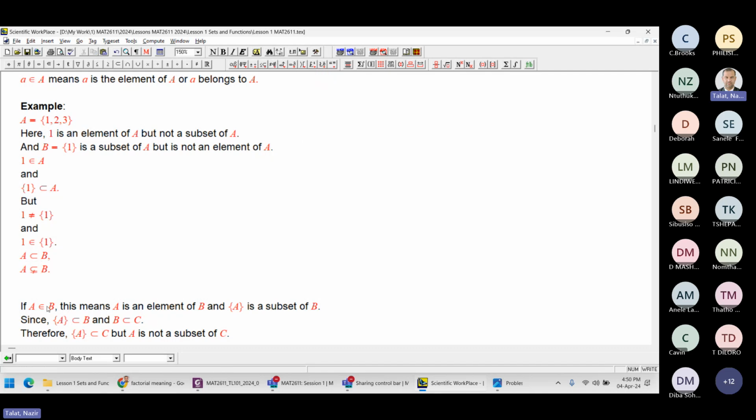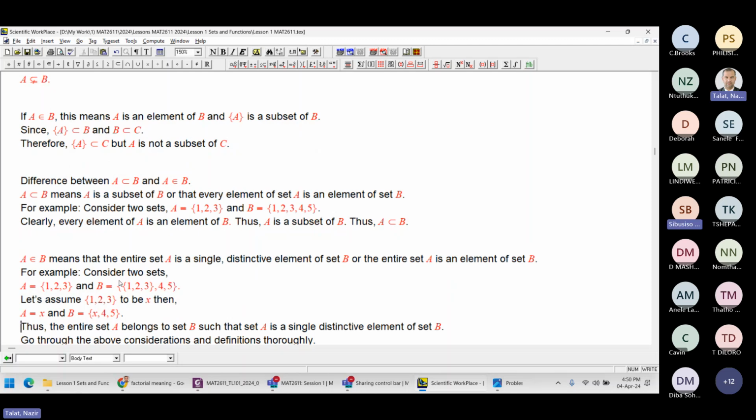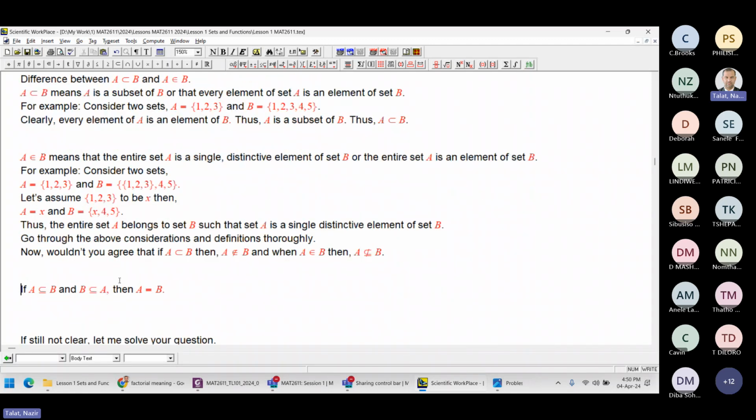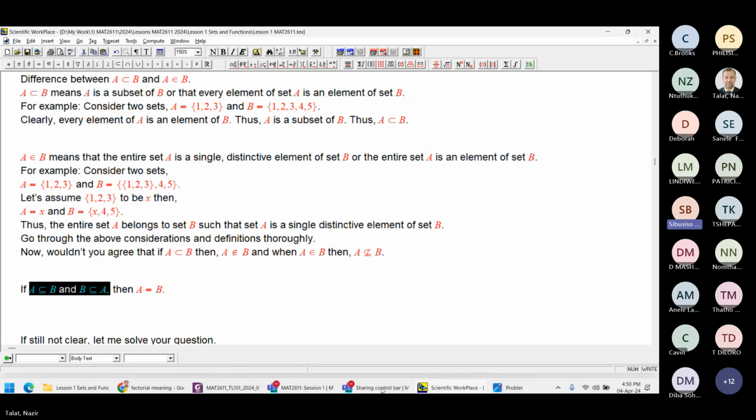I hope you understand that if A is a proper subset of B, it means B has some other elements which are not in A. Like in this, you can see that, if we take B like this and A like this. And on the other hand, if A and B are improper subsets of each other, then it means A is equal to B. Okay, thank you.